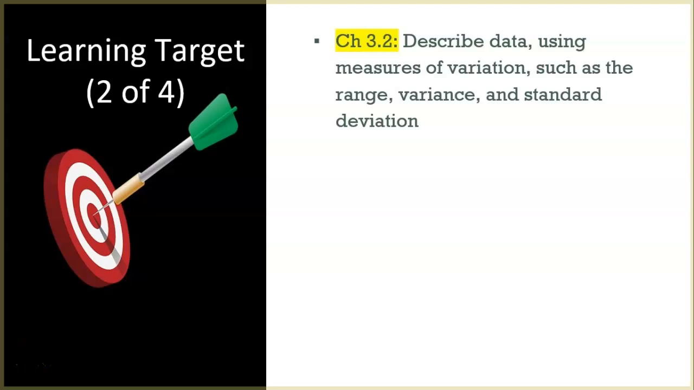In section 2 of chapter 3, we are going to look at describing data using measures of variation. So now we can talk about the range again, which we did utilize before when we were constructing those group frequency distributions. We'll be able to talk about the variance and the standard deviation and how those numbers describe the variability in data.